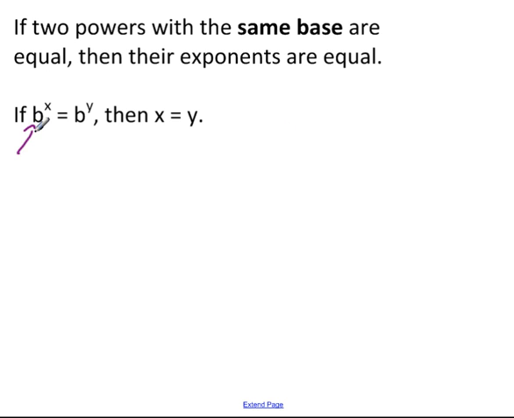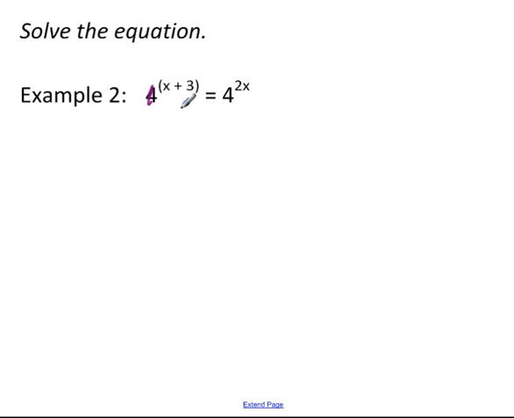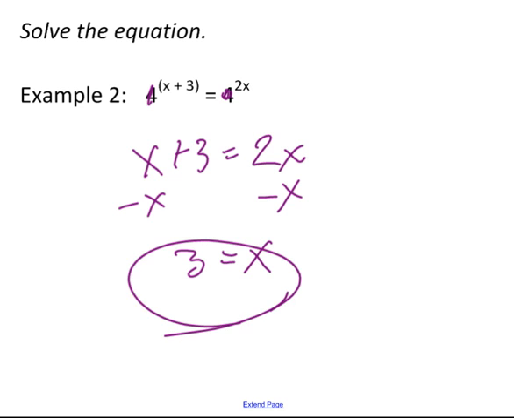Alright, so same base. What we're talking about here is if the big number at the bottom is the same, we can just take the two exponents, in this case x and y, and put them equal to each other. You can only do this when your bases are the same, meaning the big number on the bottom is the same. So here 3 and 3 are the same, means we can just forget the 3's even exist and just say x equals 10. Yes, it's that simple. Kind of forget the 4's are there, so x plus 3 equals our 2x, and we do our one step to solve, and 3 equals x.